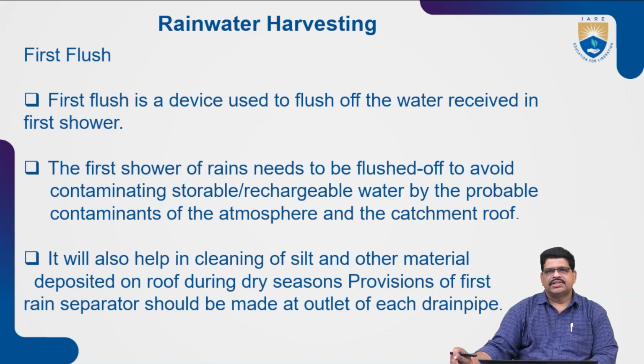Next, first flush. The first flush is used to flush off the water received in the first shower. The first shower needs to be flushed off to avoid contamination of the water to be recharged, which may be potable, since it contains atmospheric impurities and material from the roof catchment. It also helps clean off materials deposited on the roof during the dry seasons, and there is a provision for the first rainwater on each drain pipe.